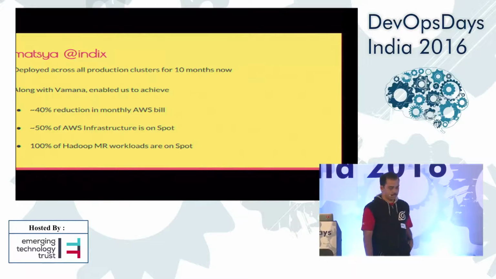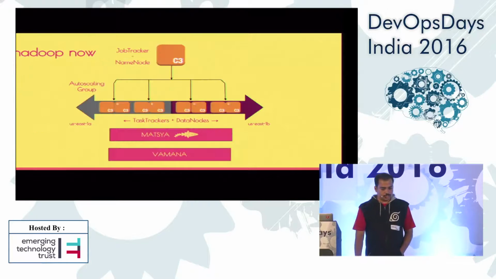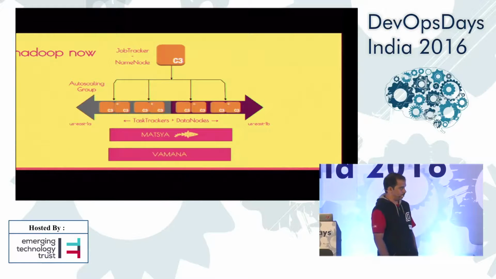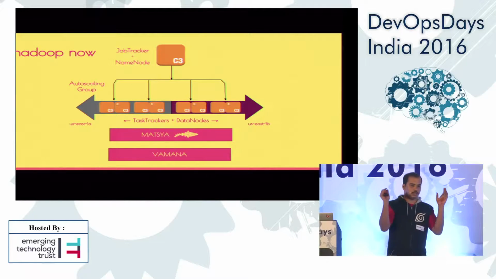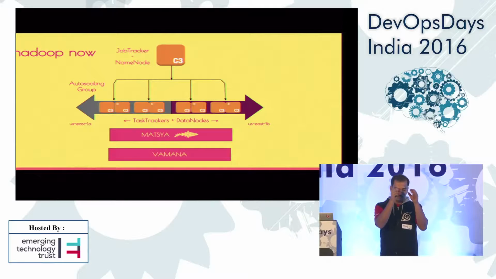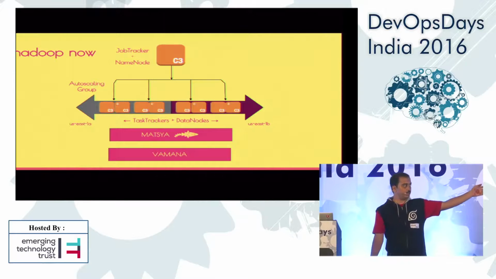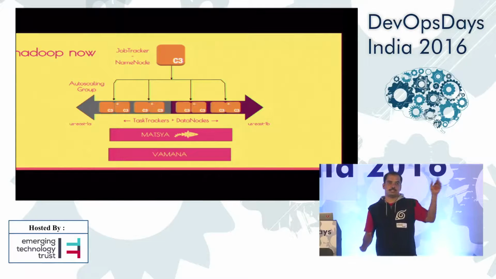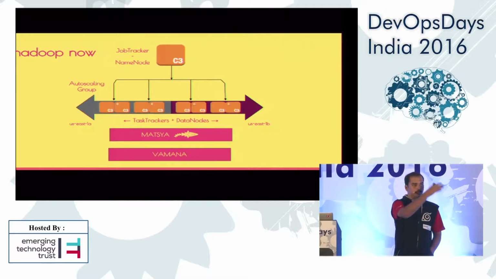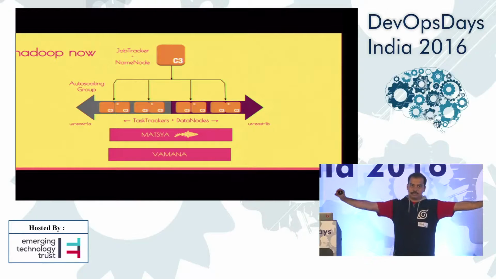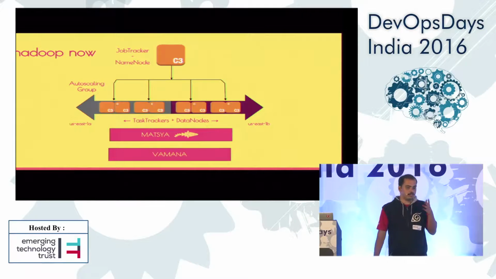So that's about Matsya. Our Hadoop setup on different clusters looks something like this, where you have the job tracker and the autoscaling group, but the autoscaling group can move between, say, US East 1A on the left and US East 1B on the right. The arrows have different colors, which are supposed to represent AZs. Matsya takes care of moving them across different AZs, and Vamana takes care of scaling them up and down based on the demand and supply.